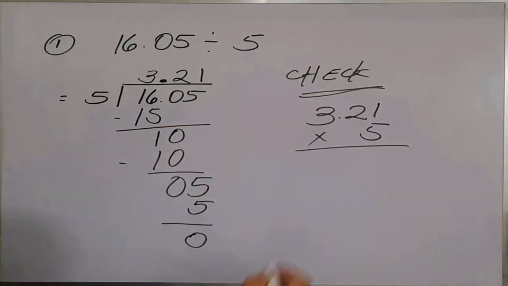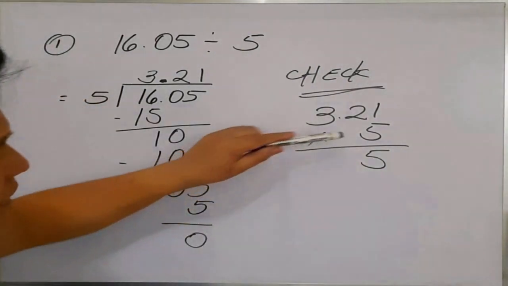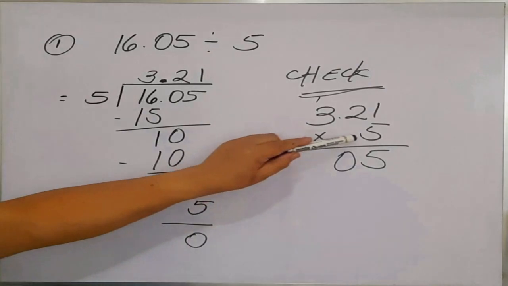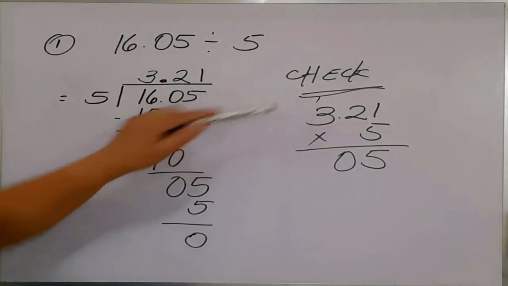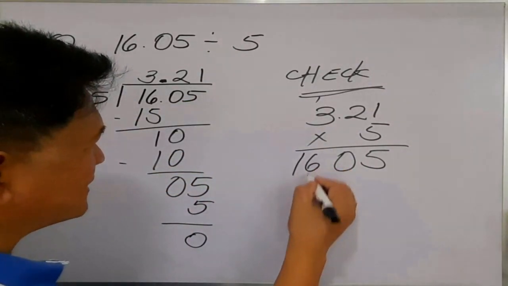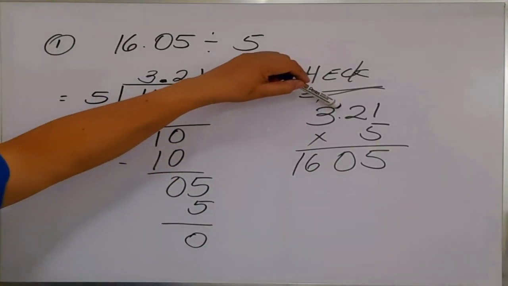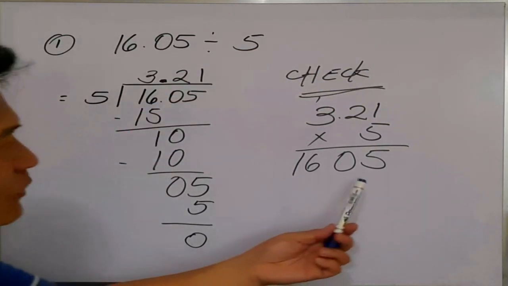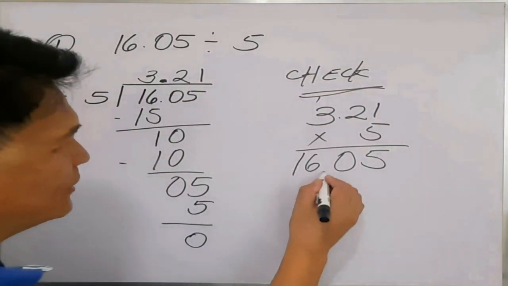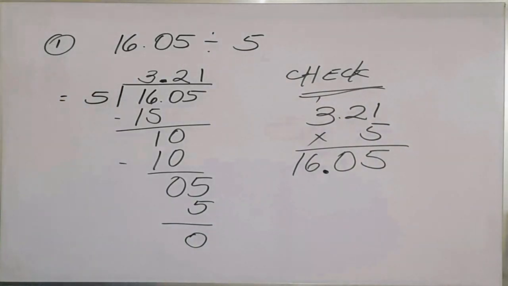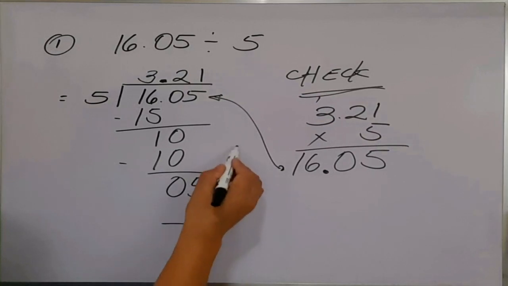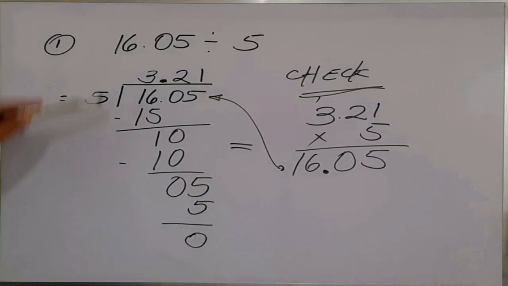So 5 times 1 is 5. 5 times 2 is 10. Carry 1. 5 times 3 is 15. Plus 1 is 16. So you have 2 digits after your decimal point. So that is 1, 2. So let's count 1, 2. And this is your decimal point. So is your answer the same? Yes, they are equal. That means your answer is correct.